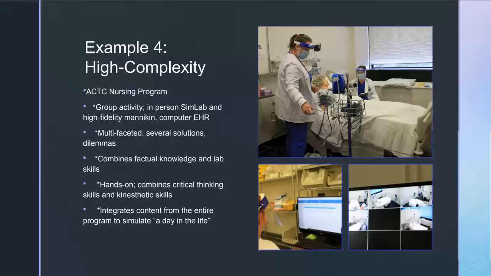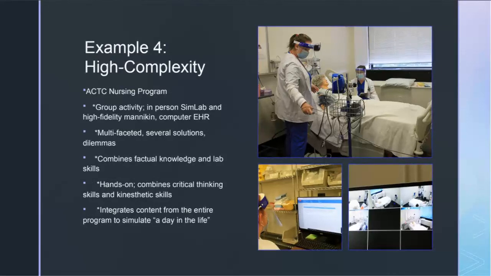Another type of case study that you can use, and this is obviously more for your hybrid course or for your in-person course, is your full-blown high-fidelity simulation lab. And a high-fidelity simulation, whether it is virtual or in-person, it's just a case study. It's a rather involved case study.